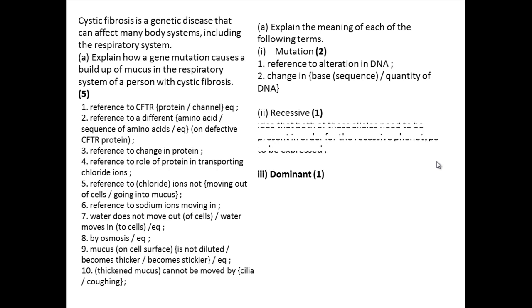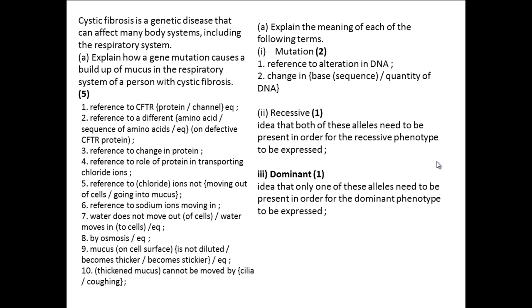Recessive, that refers to the idea that both alleles need to be present in order to have the condition or the recessive phenotype. So an example of that might be cystic fibrosis. In order to have it, you need both alleles in order to have the disease. If it's dominant, therefore, you only need one allele for the dominant phenotype to be expressed. So an example of a genetic condition is Huntington's. For that, you only need one of the alleles in order to have it.